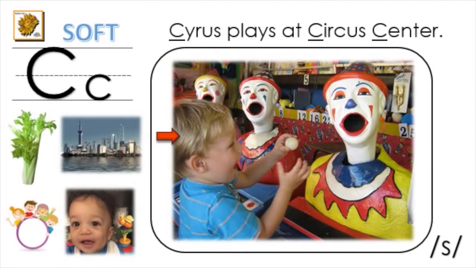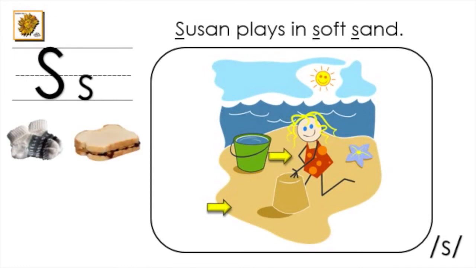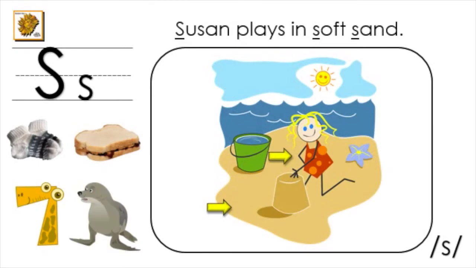Let's move right along. This is the uppercase letter, you got it, S. This is the lowercase letter S. The letter S says what? S, you got it. Susan plays in soft sand. The letter S says S for socks, sandwich, seven, and seal.